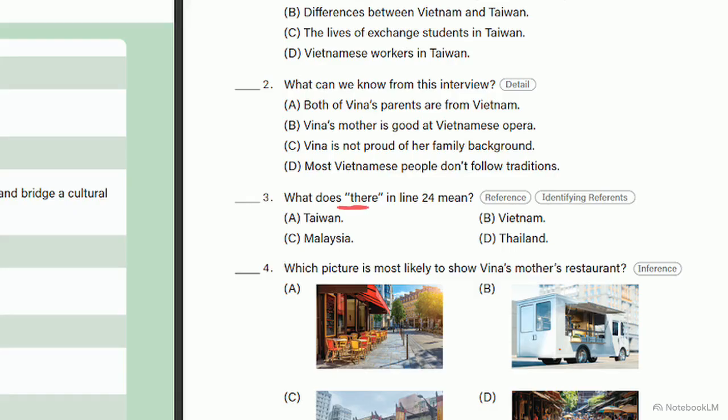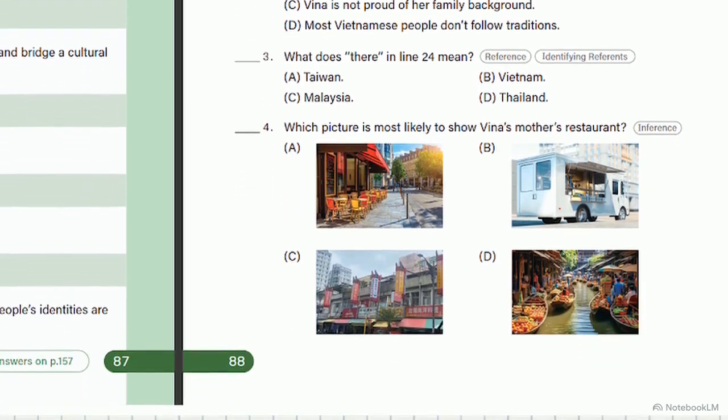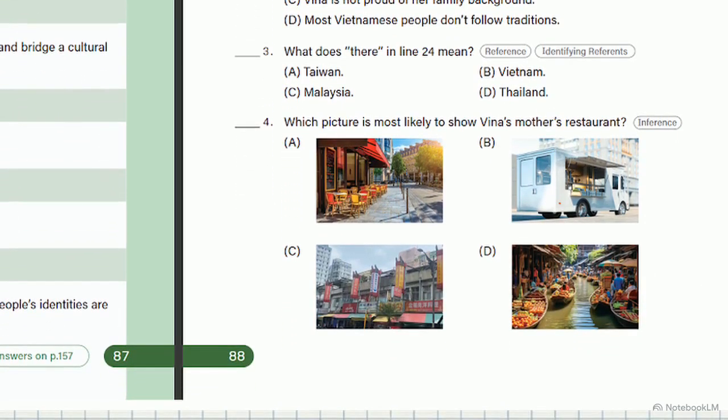For question 3, find the referent for "there." The golden rule is to check the preceding sentence. It discusses Vietnamese society, so "there" refers to Vietnam. We select option B. Question 4 is an inference challenge. Find the photograph that matches the specific text details.